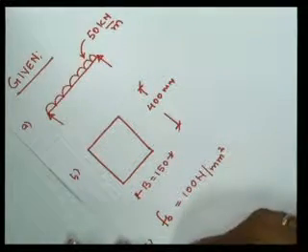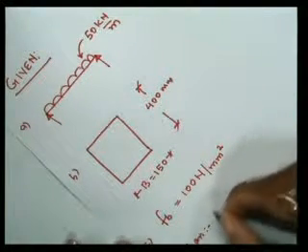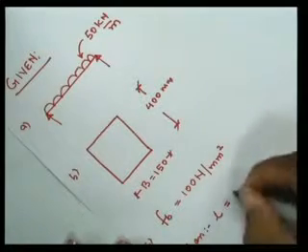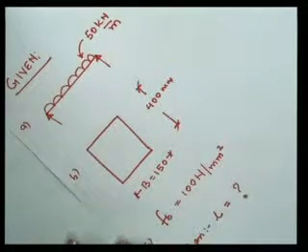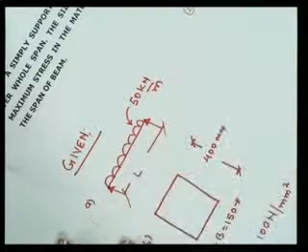Span of the beam means what? Span is nothing but the distance between the two supports, and it is denoted by L. So we have to calculate this particular L, right? So this is our total problem in which we have to calculate the value of L, right?